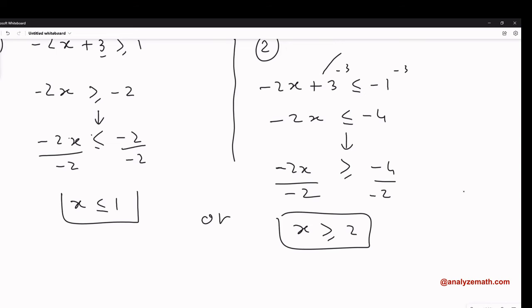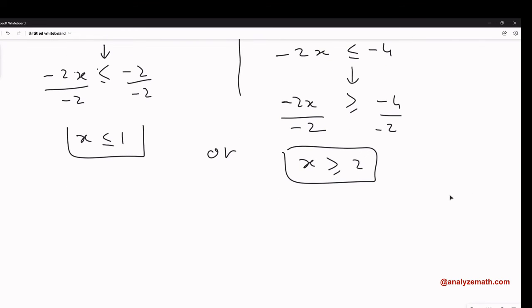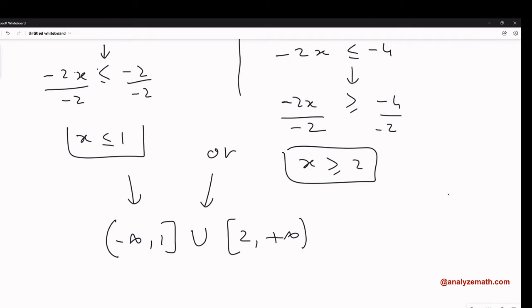Remember, there is an or, therefore you can write the solution as is written here, x less than or equal to 1 or x greater than or equal to 2, or using intervals. This gives me this union, up to plus infinity.